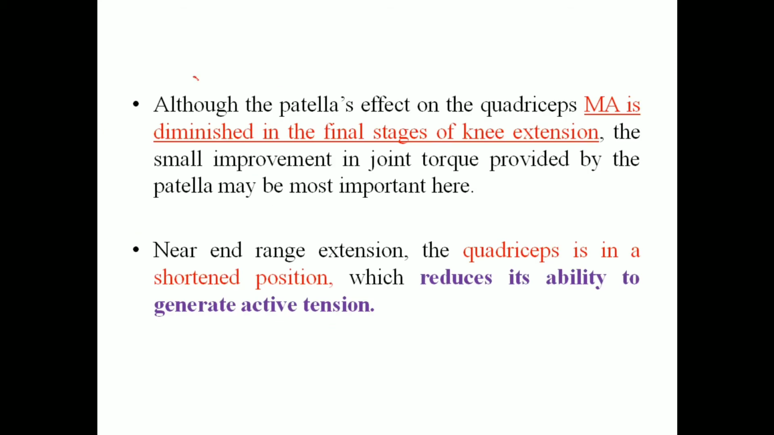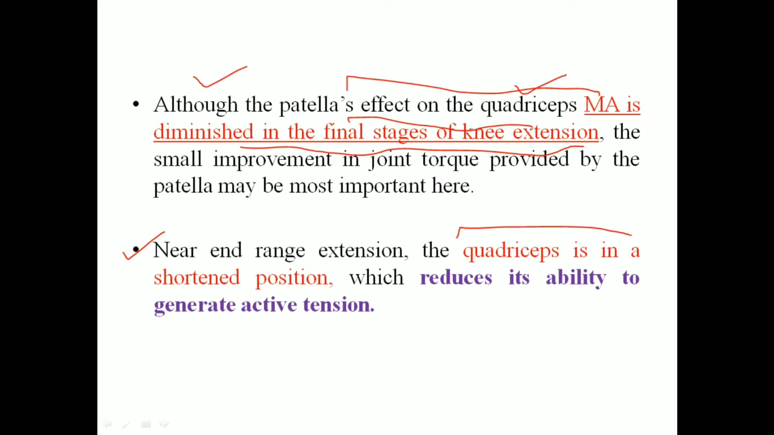Now, as we know, the patella effect on the quadriceps moment arm is diminished in the final stage of knee extension. During 45 to 60 degrees, it was at its maximum. But as soon as we are at the final stage of knee extension, the patella effect on the quadriceps moment arm is diminished. Now what will happen? Near end range extension, the quadriceps is in a shortened position. As we know, the quadriceps is contracting to bring the knee into extension. So this muscle is shortening, which reduces its ability to generate active tension.